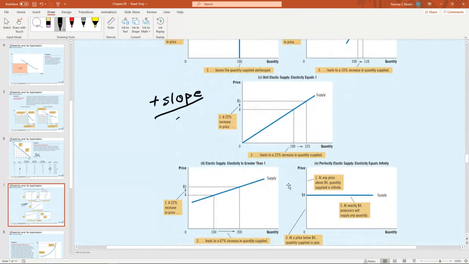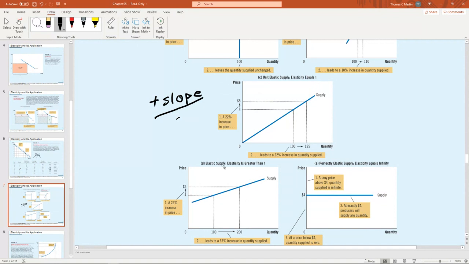Here we have an elastic supply curve. And if we're selling exotic cars and yachts and airplanes, our supply curve is going to be somewhat elastic. Our demand curve will be somewhat elastic. So any changes in price will have a dramatic impact on the supplier of those goods.